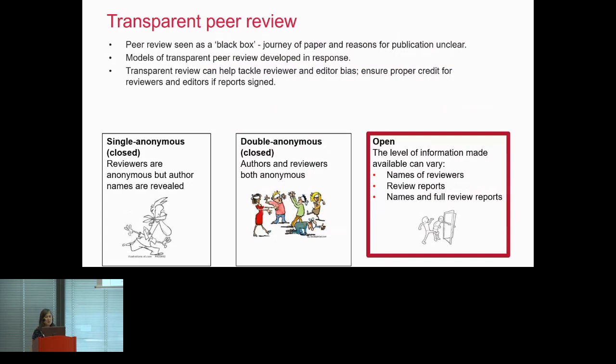And then next, I'm going to be going on to talk about transparent peer review. So I'm sure many of you will have experienced that peer review can sometimes be seen as a bit of a black box, and the process or the reasons why a paper has been published may be a bit unclear. And transparent peer review is a way to open up that black box and show the journey that's been taken to publication. So there are a number of journals that operate a single anonymous transparent peer review model.